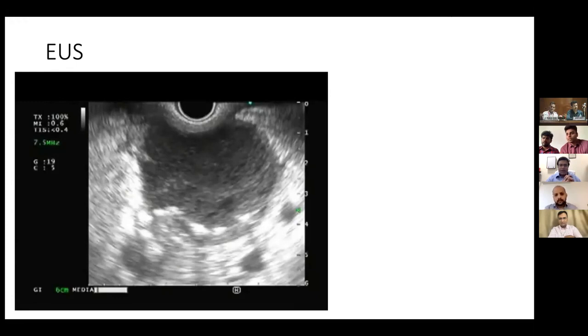Do we have evidence that for large pseudocyst metal stents are better? No, sir. I don't think that we have evidence to say that for pseudocyst metal stents are in any way better.